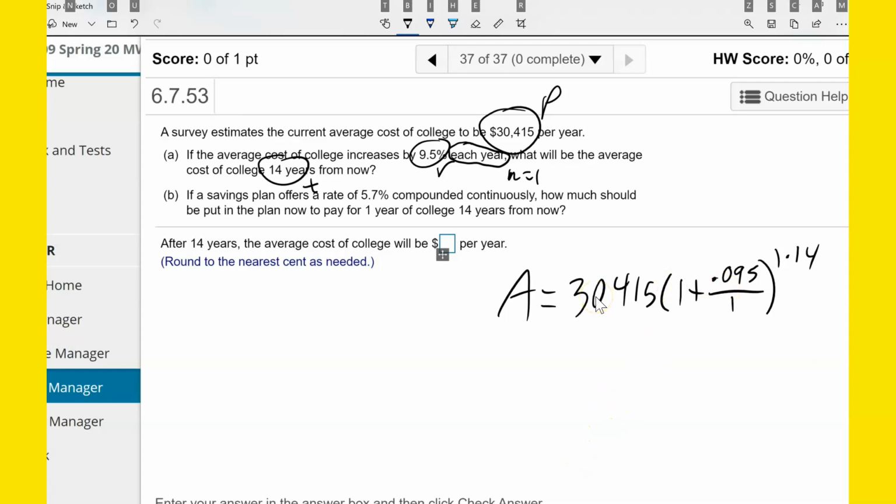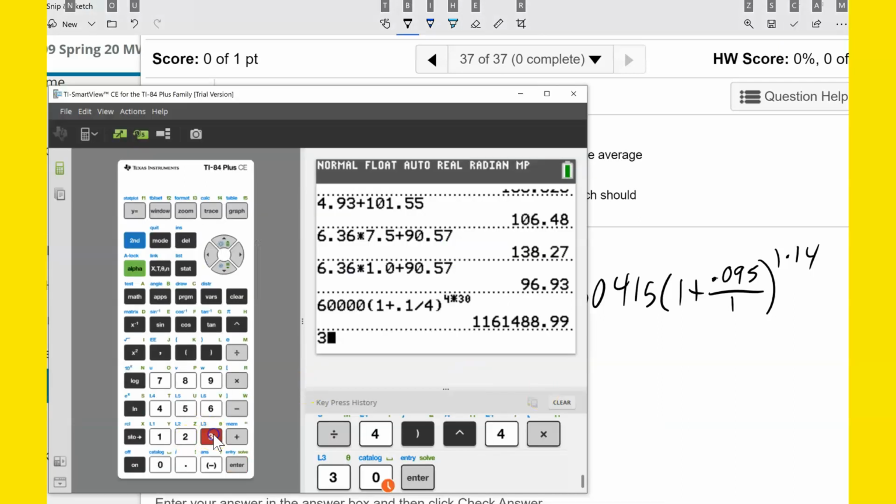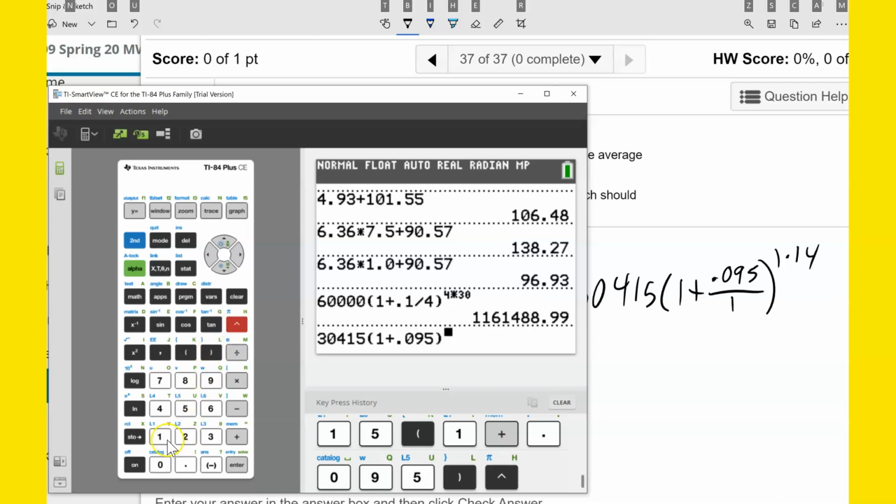Part B, if a savings plan offers a rate of 5.7% compounded continuously, how much should be put in the plan to pay for 1 year of college 14 years from now? All right, so we actually have to find this answer to part A to be able to do part B. So let me type this in the calculator. I don't have to put that over 1 because over 1 doesn't do anything, right? And it's to the 1 times 14 power, so I'm just going to put 14.